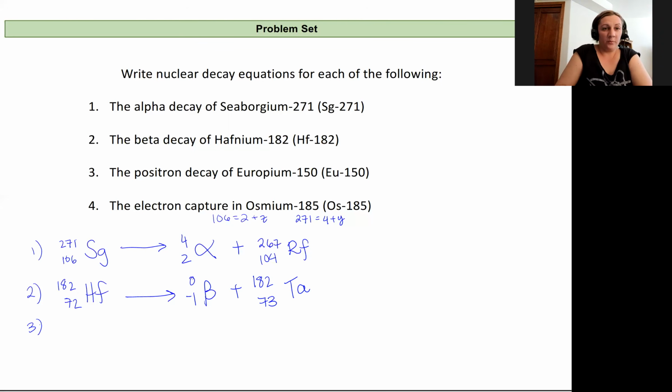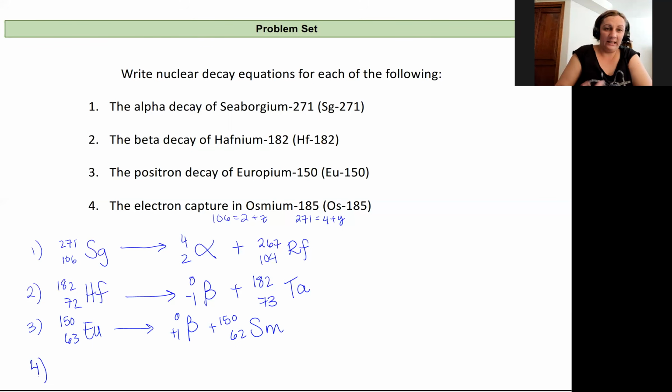So for our third one, we're looking at positron decay, and we're starting with europium 150. Europium has an atomic number of 63. And if we're doing positron decay, it's very similar to that beta decay. It just has the +1 rather than -1 charge. And so we will add that 1 to a number to get 63. And so it's going to have to be 62. And again, my mass number doesn't change. And 62 will correspond with samarium, like this. And that's an example of positron decay.